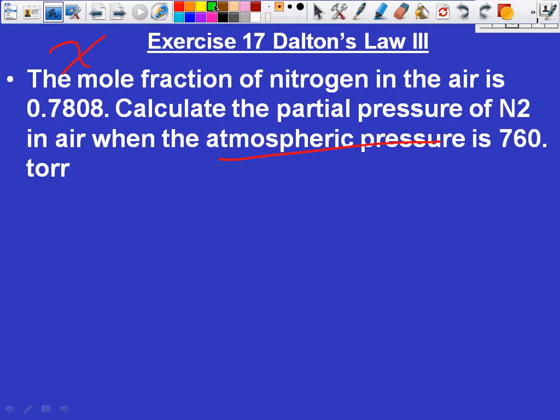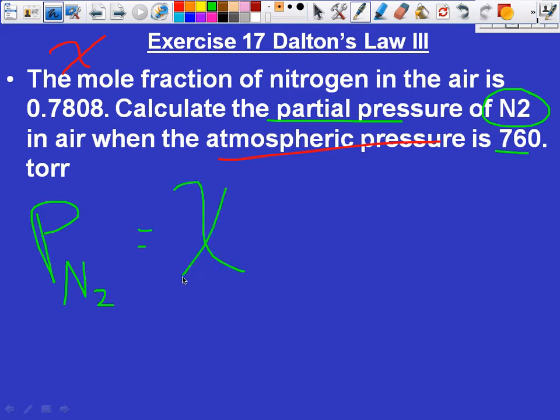Remember, the mole fraction is chi. So what we're trying to figure out is the partial pressure of N2 in the air when the atmospheric pressure is 760 torr. If you go back 2 slides, remember, what we're looking for is the pressure of N2, and we had a formula earlier: the chi of N2, which was chi A, times P total. It's this simple. If they ever give you something this simple, please don't miss it. I do believe this is in your formula sheet, and it's just a simple multiplication.